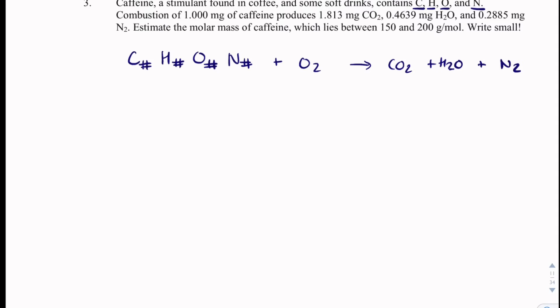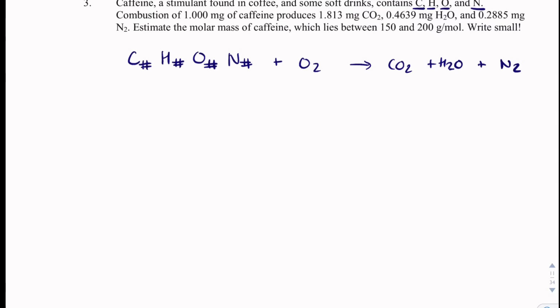Now, we want to estimate the molar mass of caffeine. It lies between 150 and 200. So for me, when I read this, what I think it wants is, I think it wants us to figure out the formula, convert it to the molecular formula, and then once we know the actual formula, we'll just calculate the molar mass then. Okay?